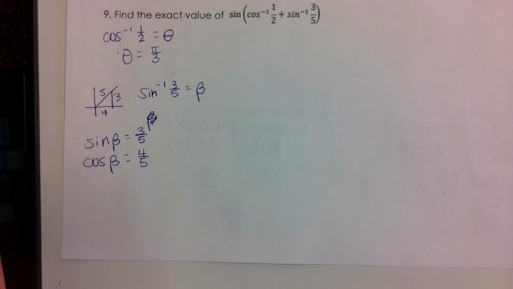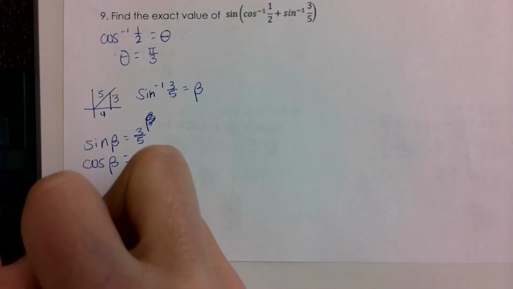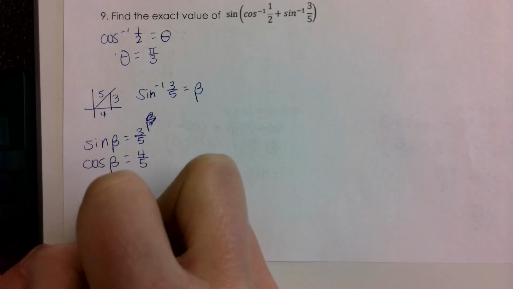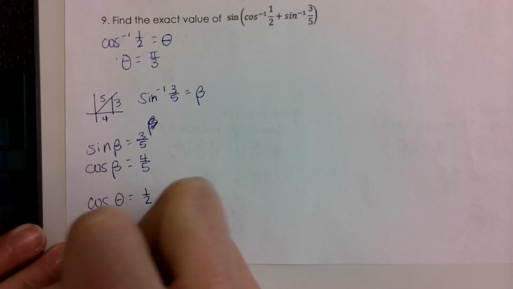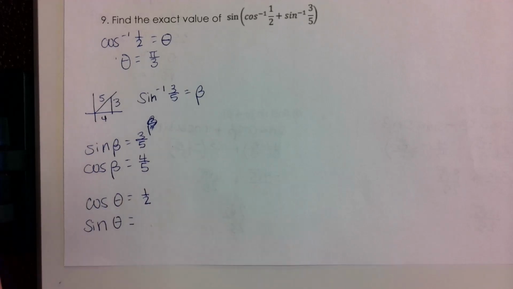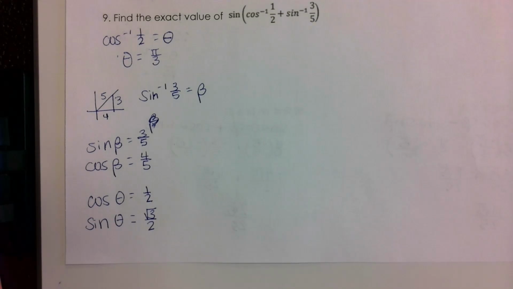Then we had cosine of our theta, or our first angle. So I'm going to write that as well. Cosine of theta was 1/2, and we know that theta is pi over 3, right? So what is sine of pi over 3? Square root 3 over 2. Is that okay? Do you have questions right now?